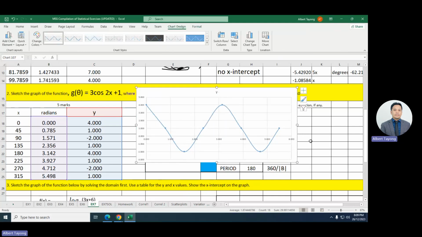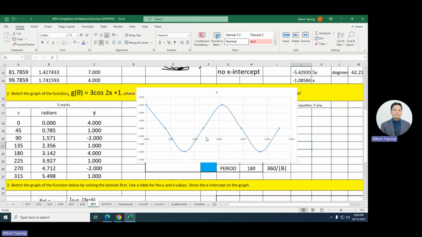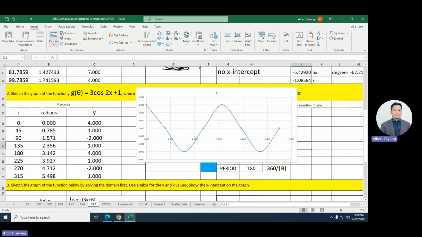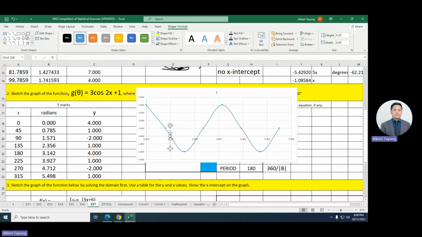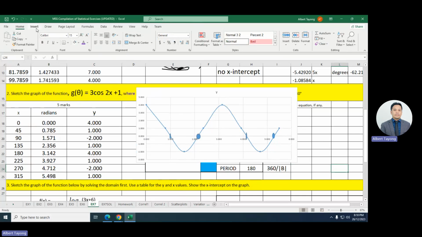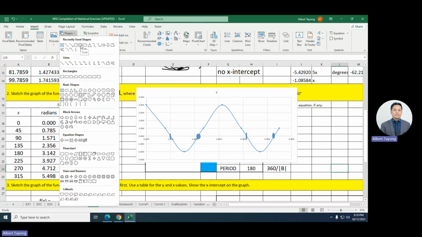Okay. Do we have x-intercepts? Where is the x-intercept? We have. This is the line. Right? See 0, 0 here. Find the 0. Okay, can you please insert shapes, this one? Label the x-intercepts. 1, 2, 3. So how many can you see there? 4.